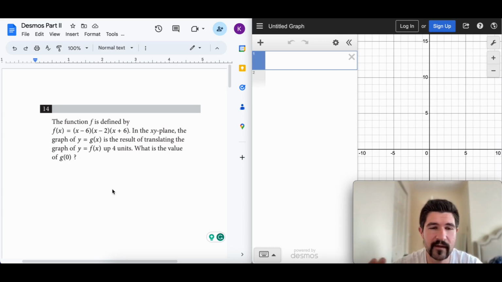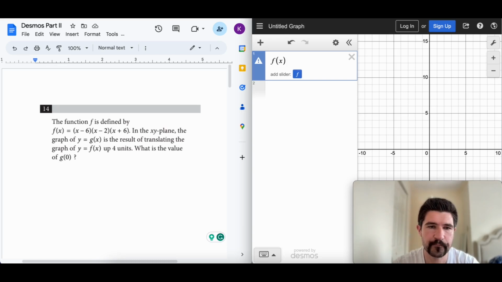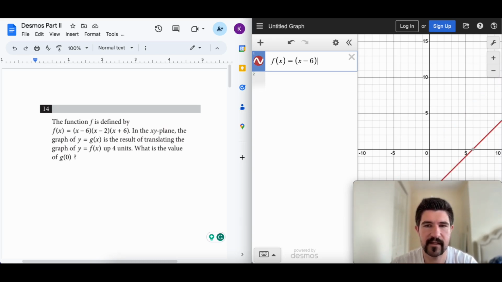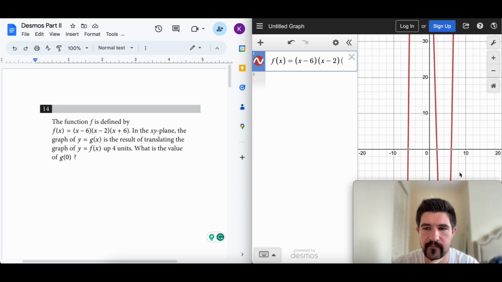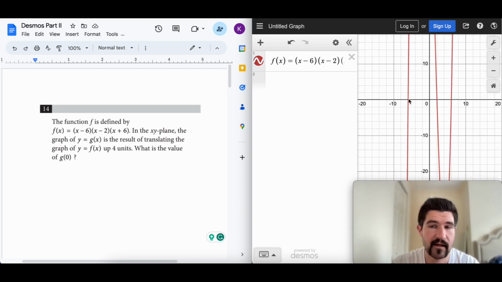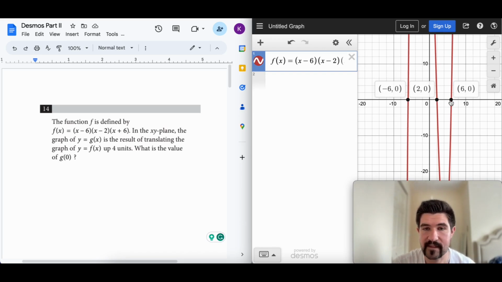Maybe you know how to do it without Desmos, but we'll see how quick it is using the calculator. So, of course, we'll just type in the function exactly as we see it, and that is going to give us the picture that we see here on the right. I could zoom it out if I want, and you could see it's got 3 different x-intercepts. Cool. But we want to take that function and shift it up 4, and that's going to be g.